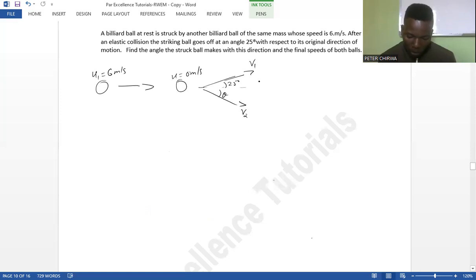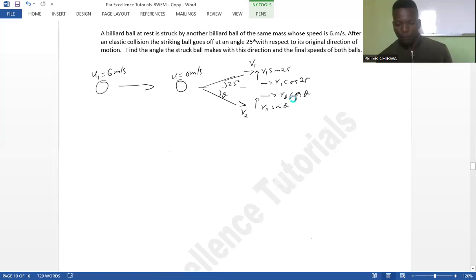So we can resolve this. In the vertical we have v1 sine 25, and also in the vertical we have v2 sine theta. In the x, we have v1 cos 25, and in the x we have v2 cos theta. So this is what we're going to have. Now, if you look at this system clearly, you can see that it starts in one dimension and it goes to 2 dimensions.